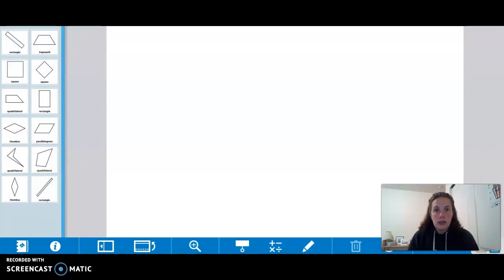In your packet you will have a sheet to record how you are going to sort these shapes, but you'll also have a sheet of actual shapes. So you can cut those out. They'll look like these shapes over here. So you can cut them out and get to sorting.